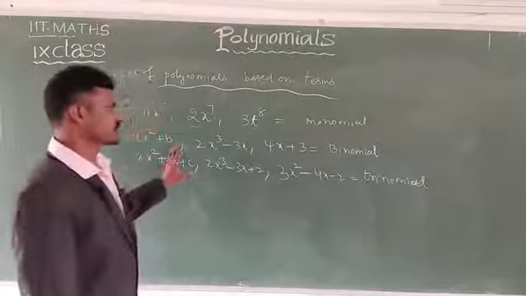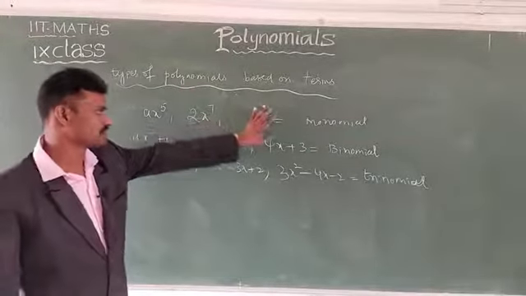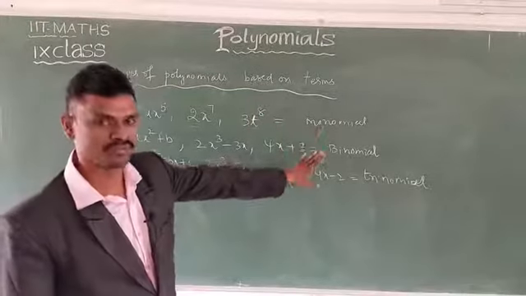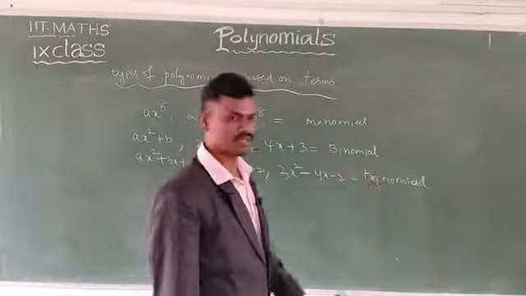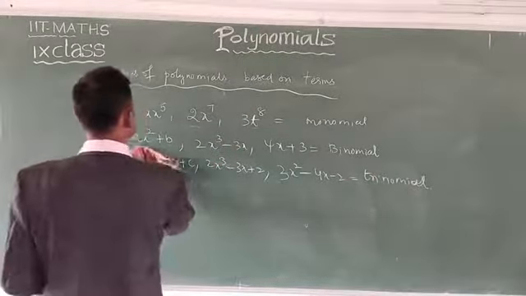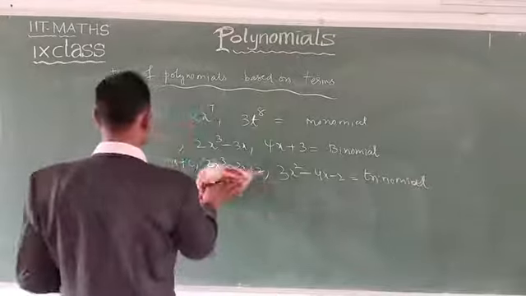Here, based on terms, only one term means monomial, 2 terms means binomial, 3 terms means trinomial. Okay, now types of polynomials based on degree.